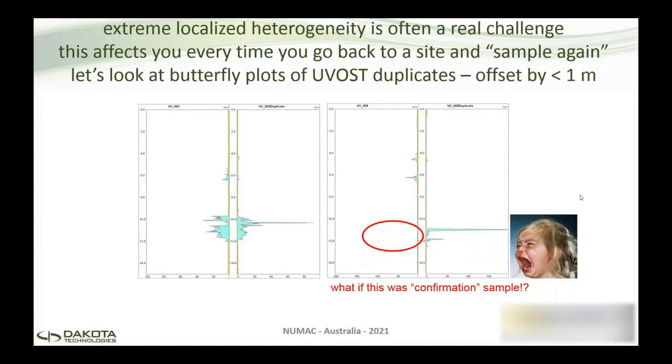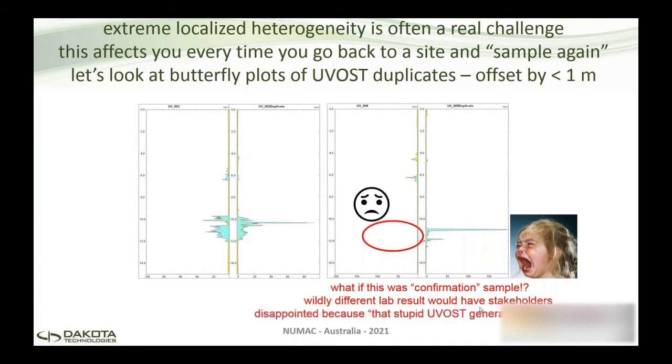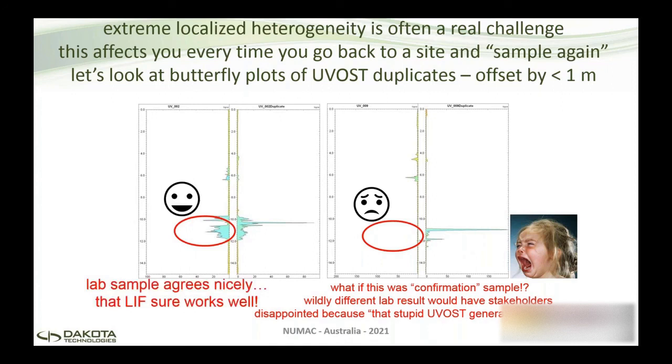So localized heterogeneity is something you have to control, or it'll introduce chaos into your analysis. Okay, so if this was the confirmation sample, it would have come back without NAPL, a wildly different lab result, right? And stakeholders would be disappointed because that stupid UVOST generated a false positive. It said there was NAPL down here, and we looked at a sample and we couldn't find any. Okay, the opposite would have happened over here. Oh, yay, the lab sample agreed wonderfully with the LIF. This thing sure works well.